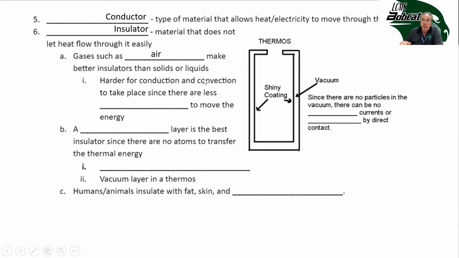So gases, where the particles are the farthest apart, are usually good insulators. Now, the problem with gases is that they want to warm and rise and make convection currents. So if you can stop them from doing that, they make pretty good insulators. So it's harder for conduction and convection to take place since there are fewer particles and atoms to move.